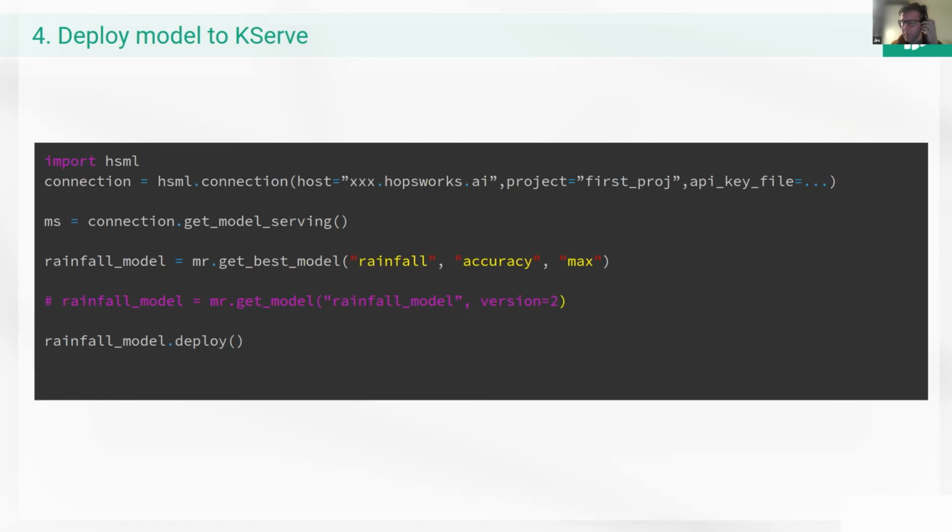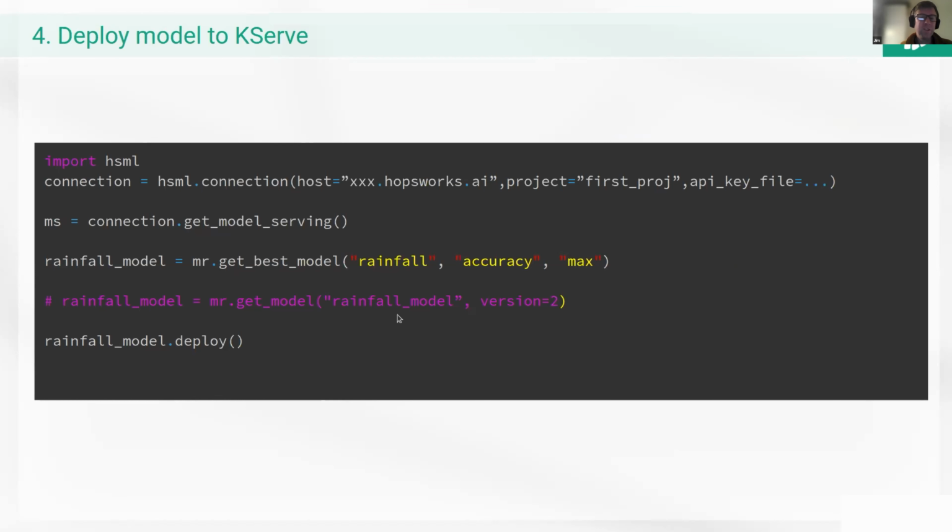So we've trained our models, we've ensured it passed all our tests, and now we want to deploy it to KServe. So again, we can use HSFS. There are different ways you can find your model. You can go to the model registry and say, give me the one that has the max accuracy. So we have a model called rainfall, we have a metric called accuracy, and then we have max or min. So we can say the max of this metric called accuracy. And we get the model with the highest accuracy, and we deploy that.